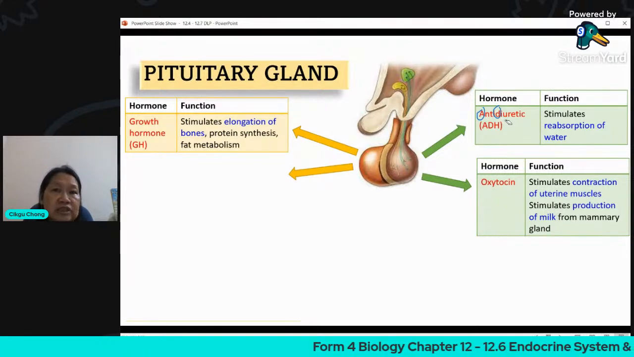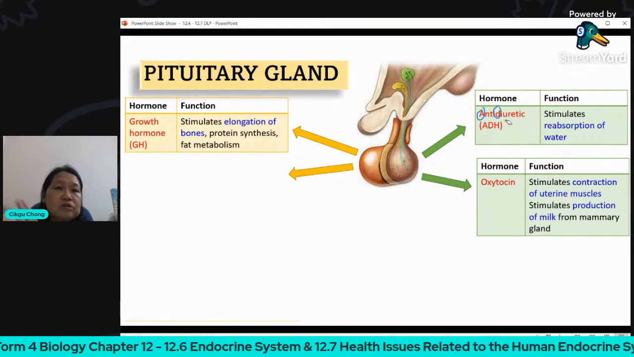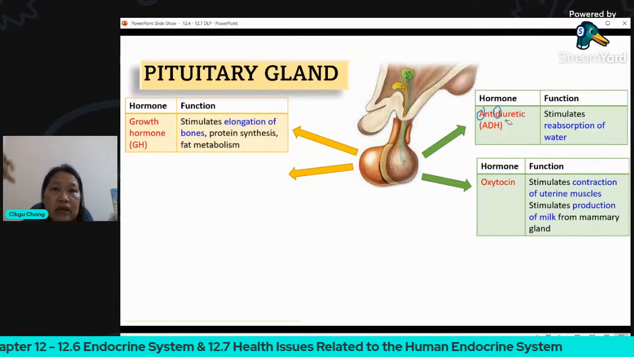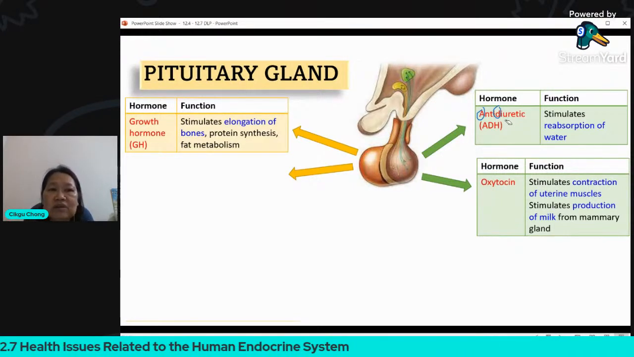So when children go through puberty, they lose all the baby fat. Suddenly, before primary school, they are very chubby, right? When they go to secondary school, everybody is elongated. No more chubby, very tall, slim, and so on, because a lot of fat is being metabolized.